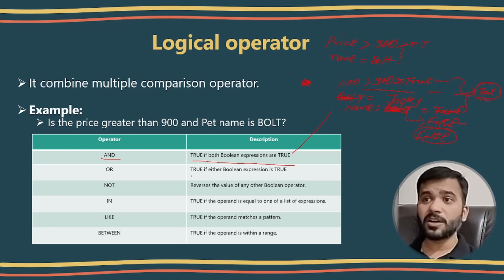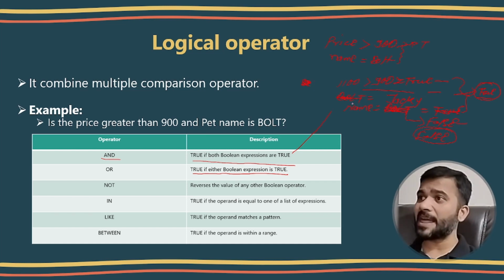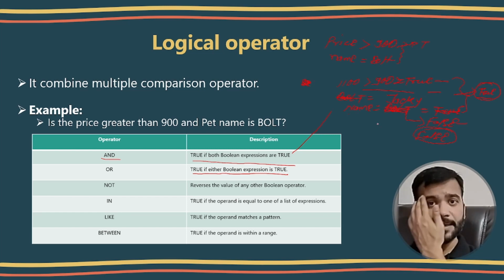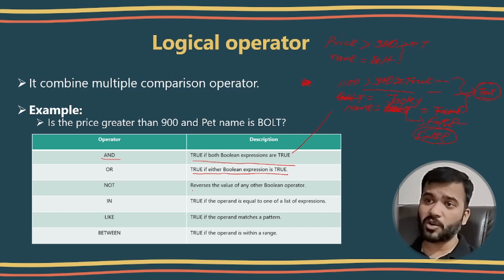Now what does OR do? True if either Boolean expression is true. Let's say same example. First condition, 1100 was the price, and the pet name is Jackie. Now the first condition is true, second is false. They don't care. One condition should be true, then it will return the value. It will return that particular data. So OR is that.